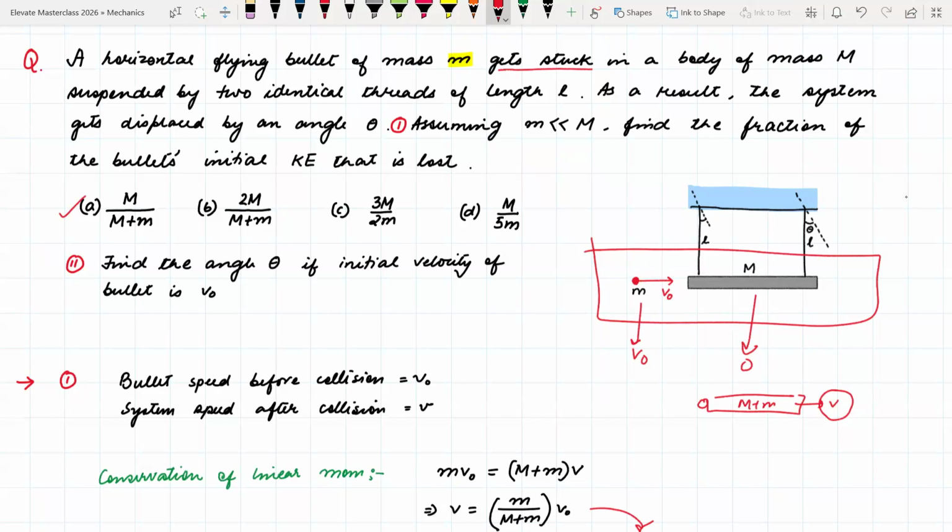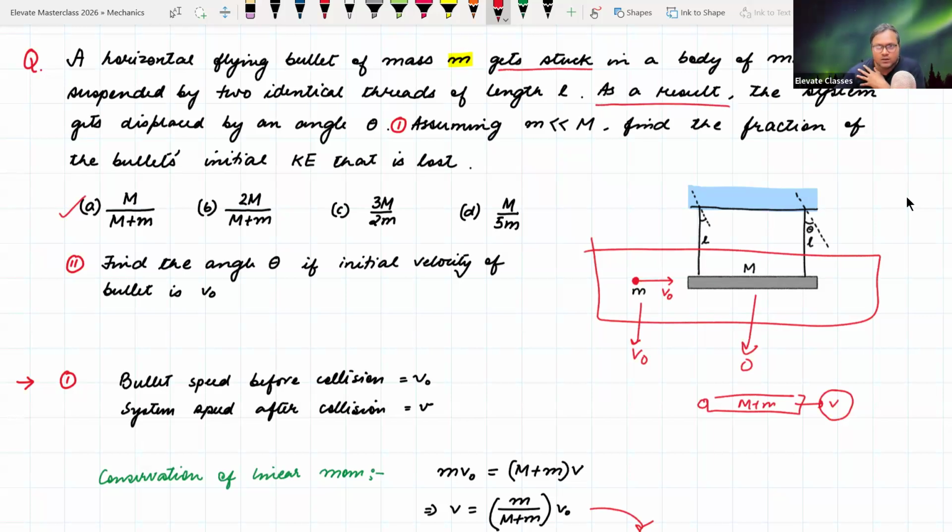सर अगर हमें क्वेश्चन ऐसे दिया जाता है कि right after नहीं लिखेगा बल्कि after some particular time, तो फिर हम इसमें कैसे लगाएंगे? No, right after तो मैंने भी नहीं लिखा है. मैंने लिखा है as a result the system gets displaced by an angle theta. ये लिखा था. मतलब collision की वजह से वो थीटा तक डिस्प्लेस हो गया ना.